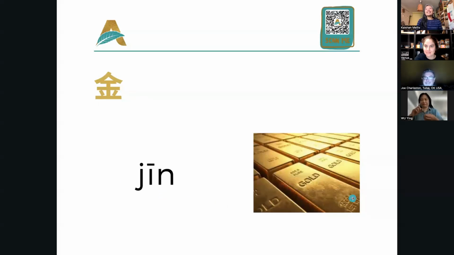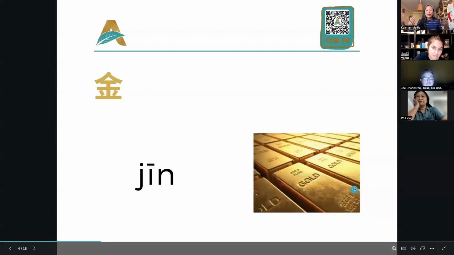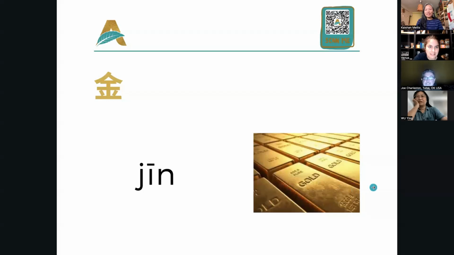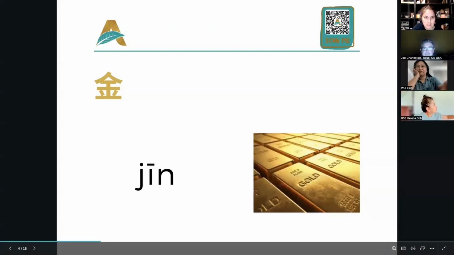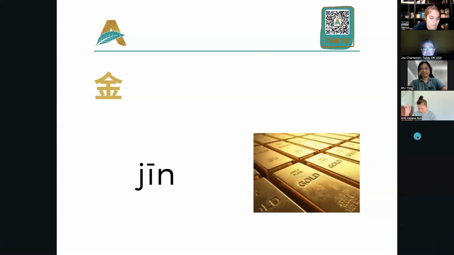So this is the Chinese character for gold. Please repeat after me. Jing. Jing. First sound, Jing. I think we have Helena here. Hi, Helena. Thank you for joining. So let's do it a few more times. Jing. Jing. Very good.